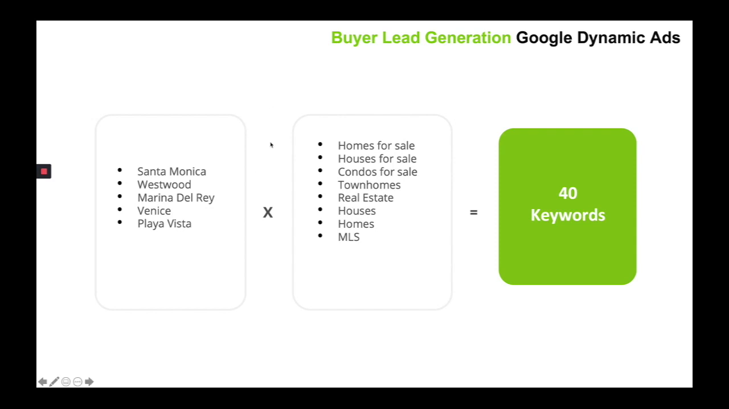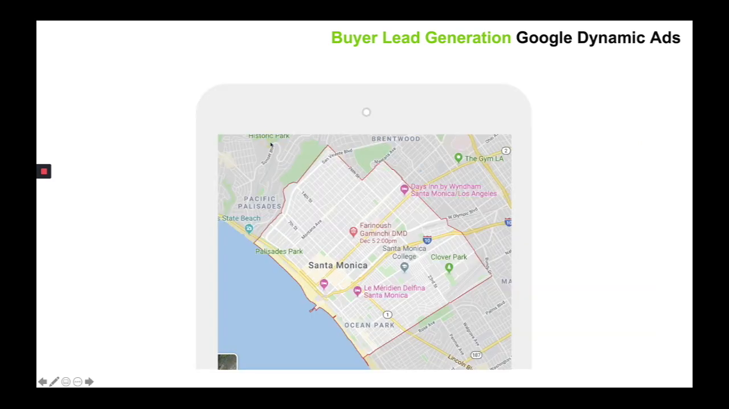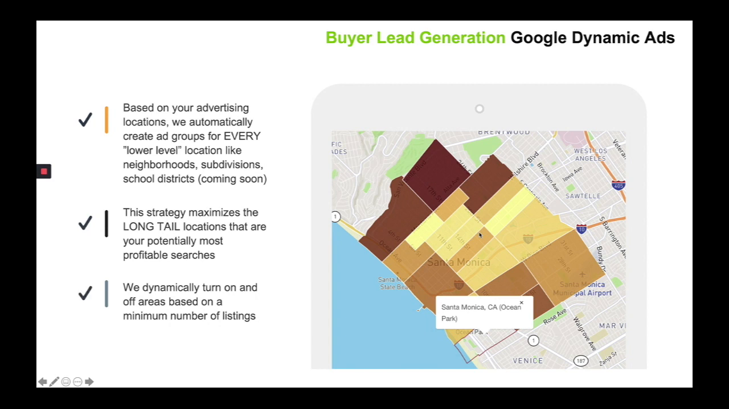Now, the problem with this approach, which is the standard approach that most marketers take in our space, is that if you're targeting the city of Santa Monica, in reality, within Santa Monica there are 13 different neighborhoods, 15 different subdivisions, several postal codes, and several school districts. Anyone who is searching for any location within Santa Monica is also looking for homes for sale in Santa Monica. And in fact, they are probably a higher quality lead or prospect because they're looking for something very specific.